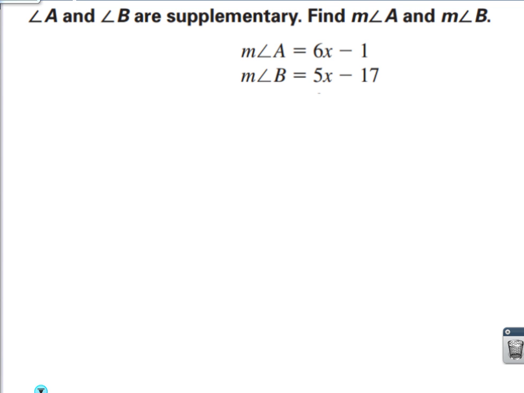And you also have what the angles actually equal. One angle is 6x minus 1. That's A. The other angle is 5x minus 17. That's B. But since they are supplementary, what can I say about those two angles, Erica? That when I add them, I get 180. There's the equation. We solve the equation.